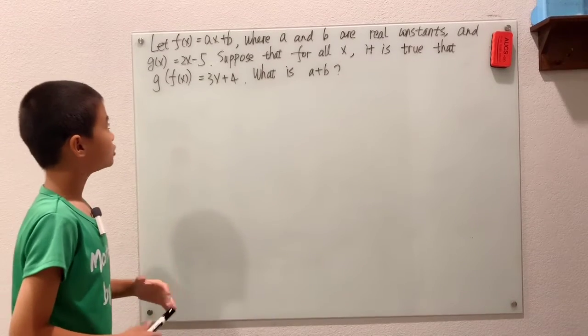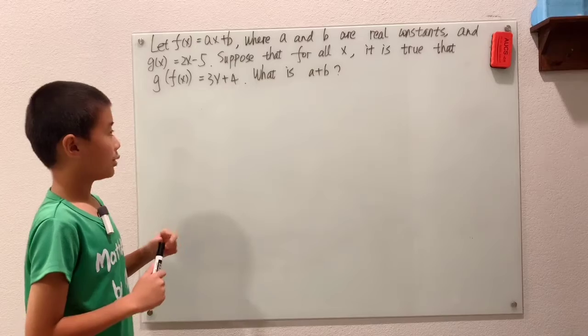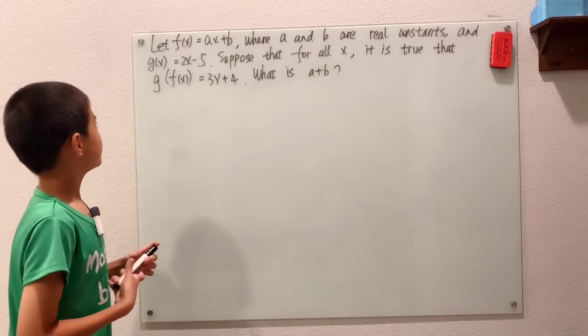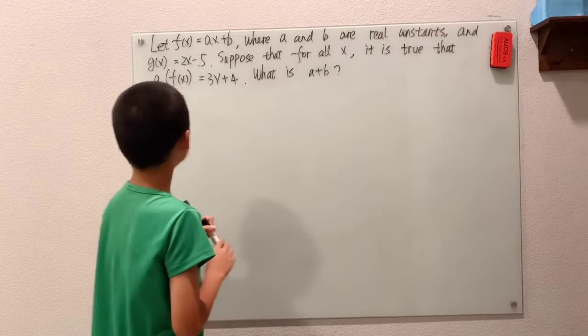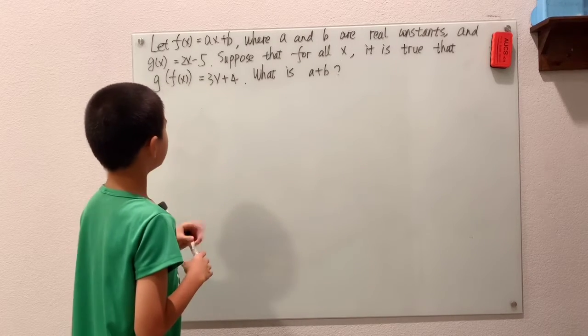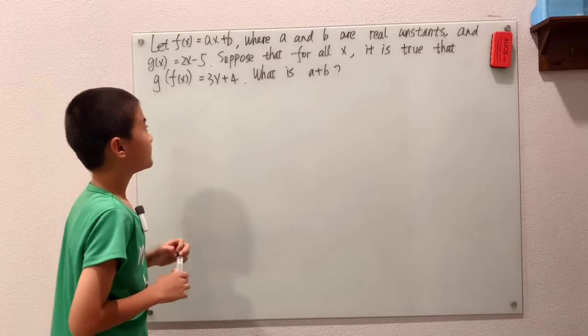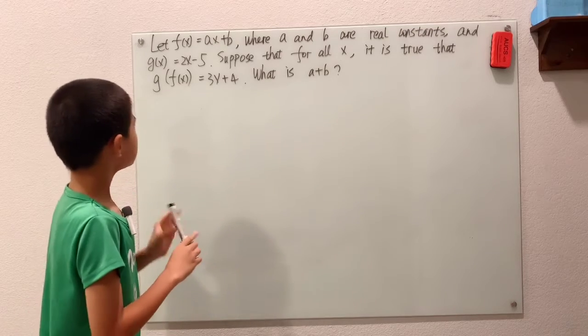Let f of x equal ax plus b, where a and b are real constants, and g of x equal to x minus 5. Suppose that for all x, it is true that g of f of x equals 3x plus 4. What is a plus b?